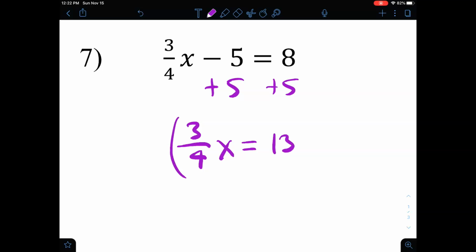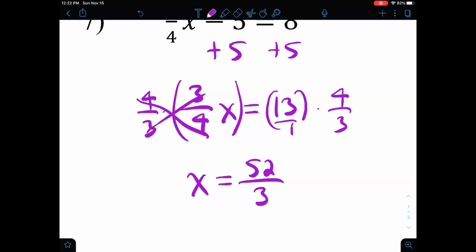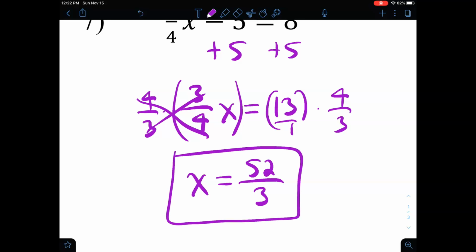Now, like I said, how do we undo multiplying by a fraction? Well, we multiply both sides by the reciprocal, which is 4/3. 13 over 1, these are going to cancel. X equals, what's 13 times 4? That is 52. What's 1 times 3? That is 3. And actually, 52 does not divide by 3, so this is the final answer you should put.